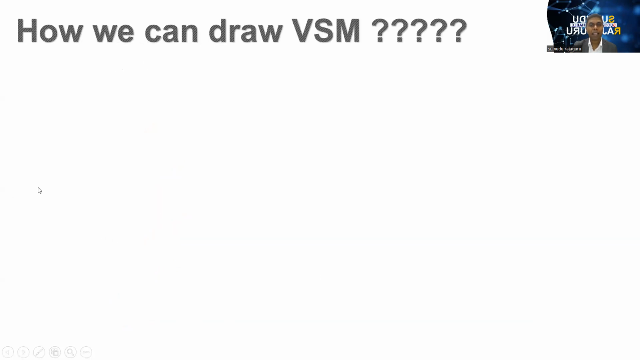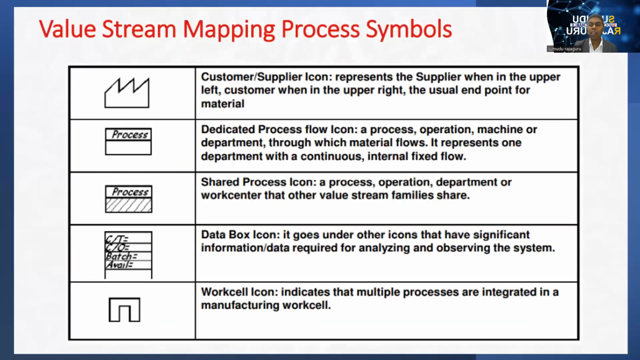Right. How can we draw a value stream map? That is the very important topic. Now we have some idea about the value stream map, and we have to learn how to draw it. Before we draw the value stream map, there are special symbols we use, so we need a little understanding about the symbols. Now I'm going to introduce those symbols to you.